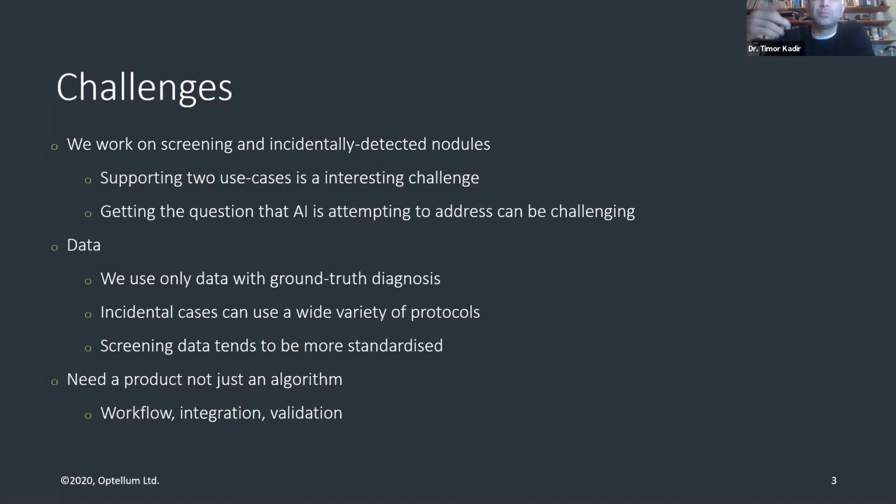Now, when we first approached this, we took a rather naive approach. This is maybe 5 years ago. It's just a nodule, right? I mean, who cares whether it's been detected in screening or incidental? You still have to detect it, you still have to stratify it, you still have to produce a score, you still have to show that it helps. Actually, supporting these 2 use cases presents a very interesting challenge from a product point of view. And getting to the question that the AI is attempting to address was actually quite challenging.